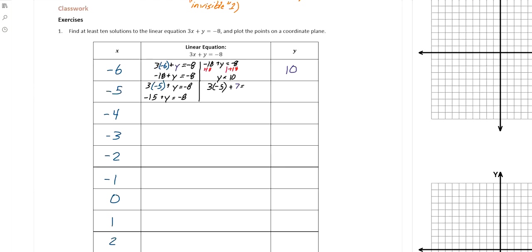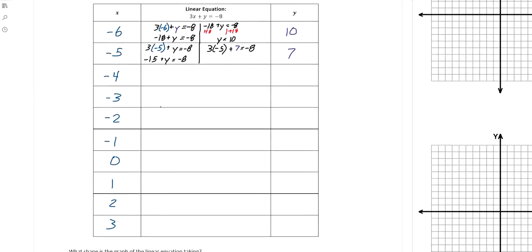Good way to check, if you type in 3 times -5 plus 7, you will get -8. So when x is -5, y is 7. And we keep going.